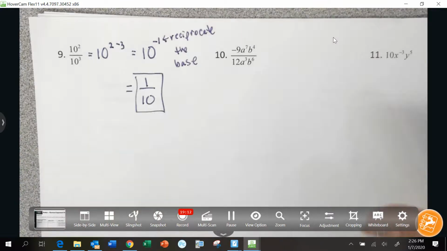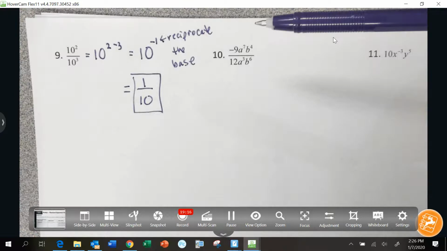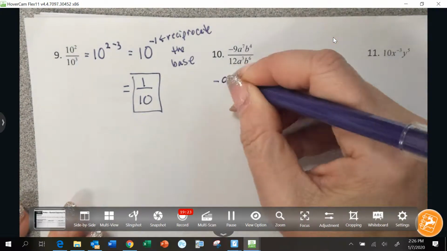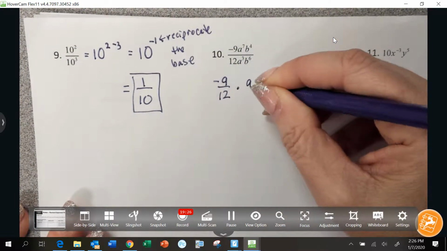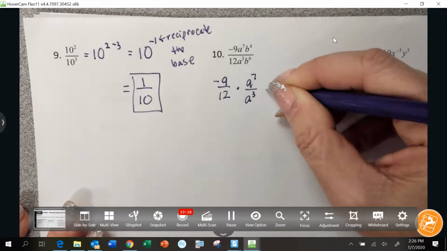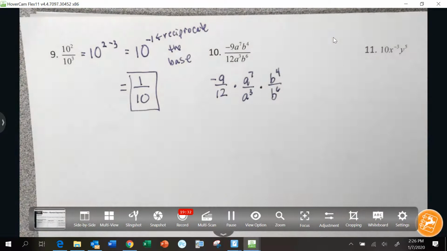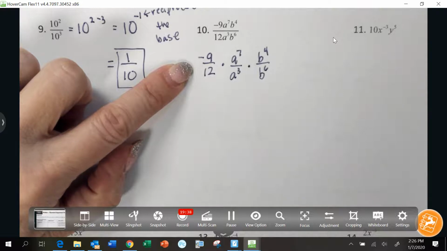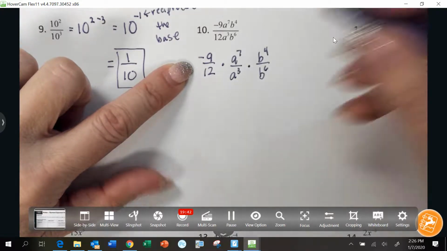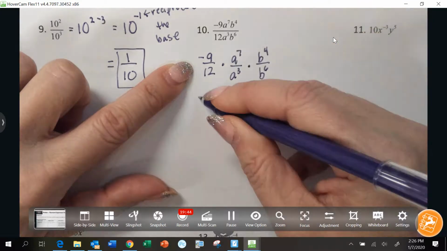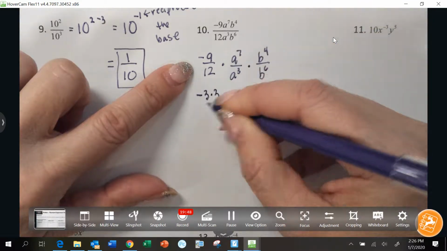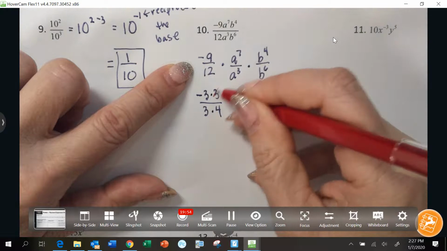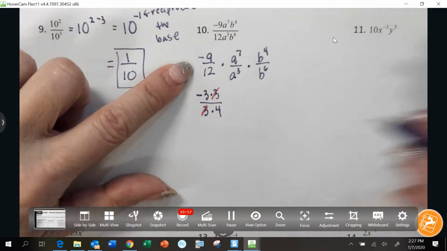Okay. When you have the next kind, I like to separate the numbers and the like bases and think about them separately. So I'm thinking about this as negative 9/12 multiplied by a to the 7th over a to the 3rd multiplied by b to the 4th over b to the 6th. I like to think about them separately and then put them back together at the end. How would I just do negative 9/12? Simplify. Reduce. Negative 3/4. Yeah, so this is what I showed you yesterday, but in my head without having to show it. Like, I could cancel out the 3 from both the top and the bottom and get negative 3/4.